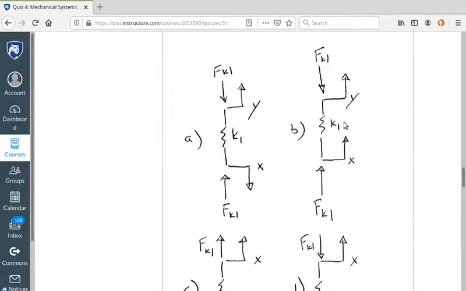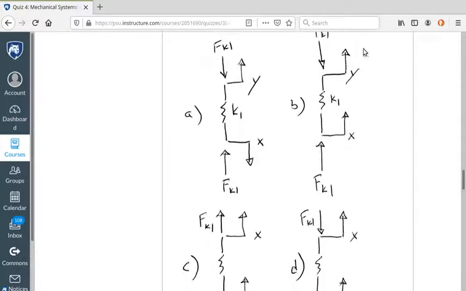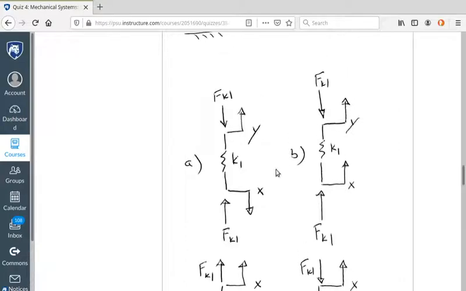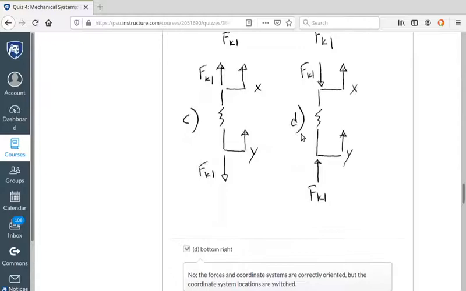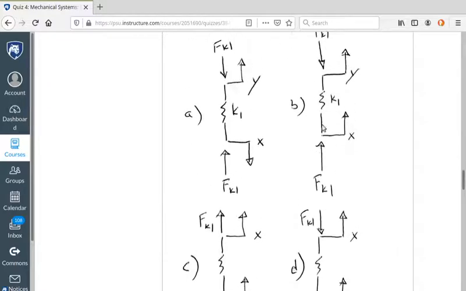B, X is in the positive direction. FK1 is in the positive direction at the bottom. So this one's looking pretty good. Now we look at Y. Y is positive. So B looks pretty good. It looks like B is acceptable. Why isn't D acceptable? Because X and Y are reversed, so that would cause a negative sign to show up when it shouldn't be there. So we're just left with B.